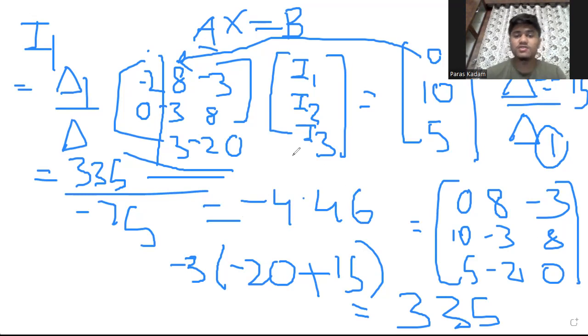Similarly, we can calculate the values of I2 and I3 also, and we can cross check with our calculator whether it is coming or not. So I will cross check it for minus 4.46.